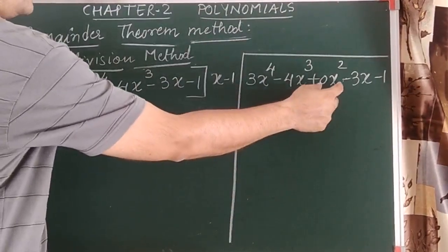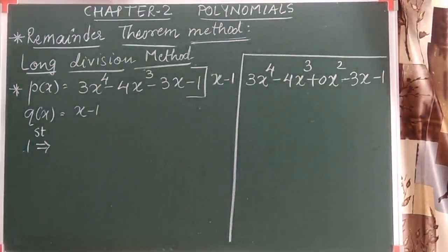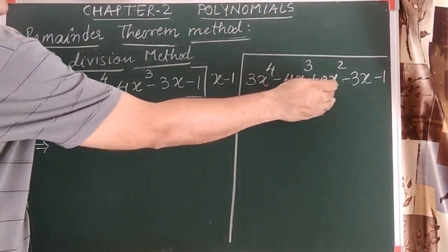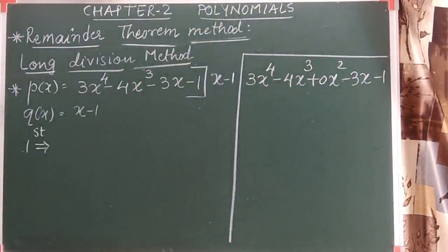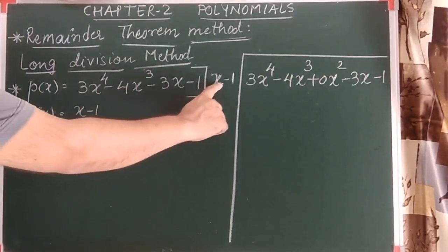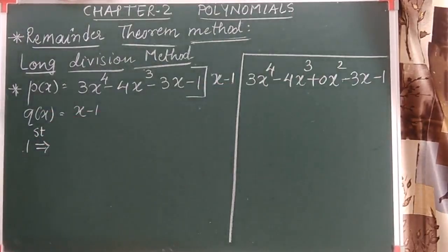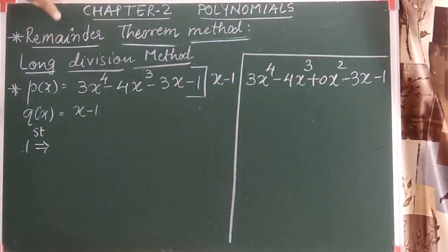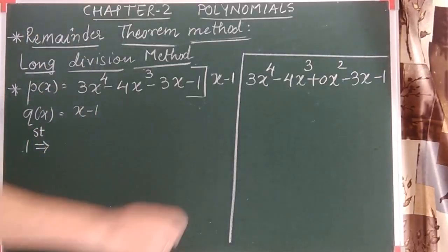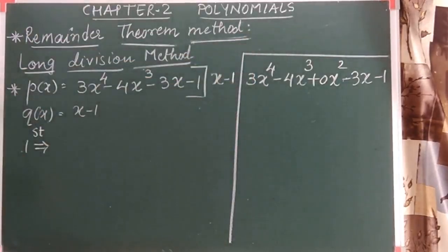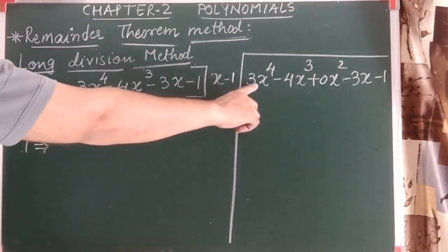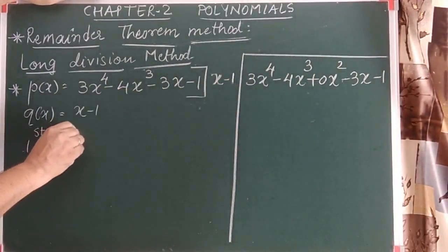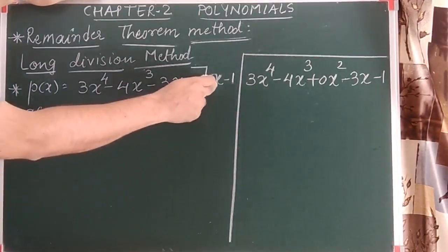अगर आप 0x square add नहीं करोगे तो चलेगा. Fine. But when we add 0x square, the sum is quite easy. Then the divisor polynomial is x minus 1. Let's obtain the quotient polynomial. As I discussed, there are 3 things which are the most important. The first is to obtain the quotient. Now we discuss how we'll obtain the quotient. The quotient is obtained by dividing the first term of the dividend with the first term of the divisor.